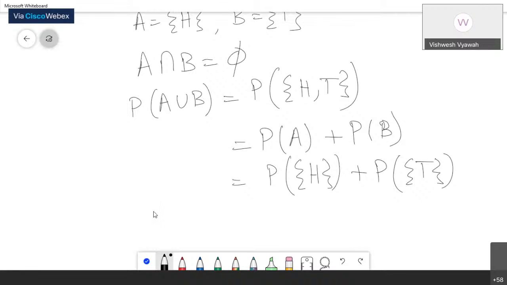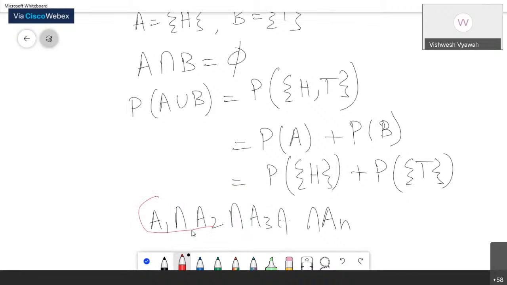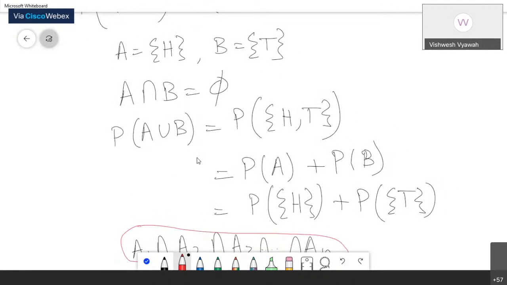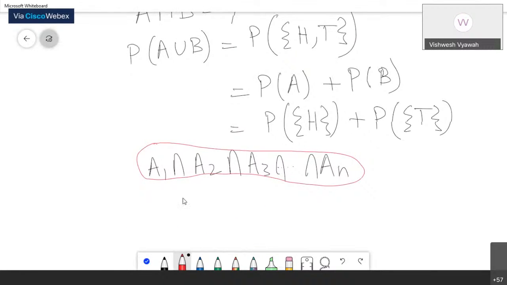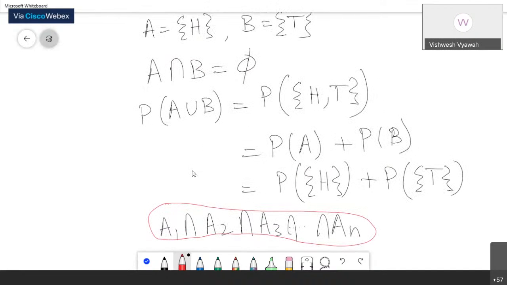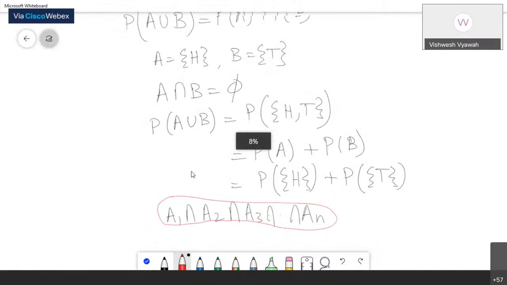Actually, the theorem is more about A1 intersection A2 intersection A3 up to AN. It has this particular statement, but we will not go ahead with this because this is slightly confusing. So I have given you a very simple example here. Fine. So now I think you have understood these three. So what are these three axioms that we have to consider?